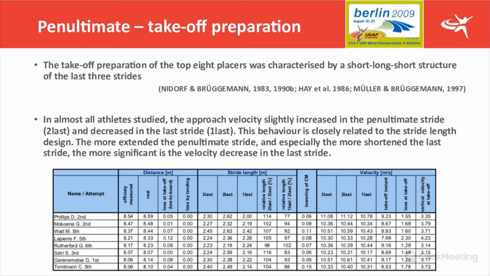And this is evidenced through this graph from 2009, where if you look at Dwight Phillips, he's 2.30, 2.62, and then 2 meters on the last, and his horizontal velocity is 11.08, 11.12, and then 10.78. So there is a bit of a correlation where you're shortening that last stride to set the hips up for takeoff. It does have an impact on the velocity.